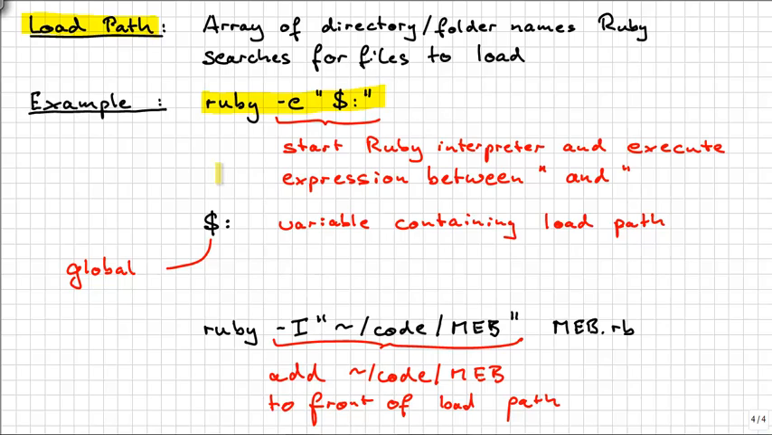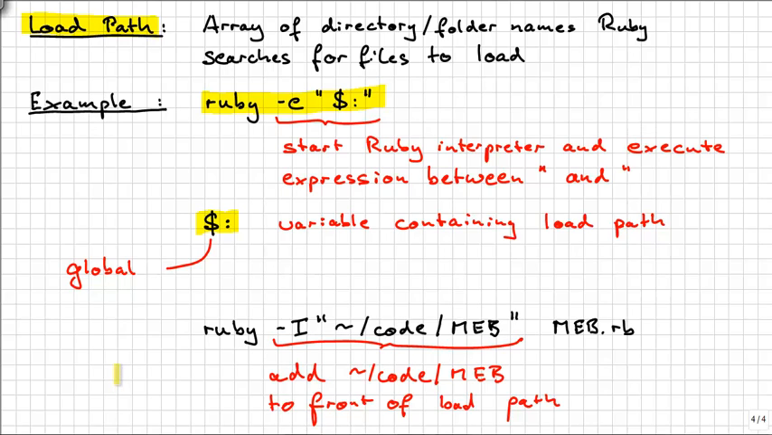You call ruby, the Ruby interpreter, and the option -e, where e stands for evaluate, causes the expression that follows between the quote symbols to be evaluated by Ruby. And then it will print out whatever the evaluation yields. So you start the Ruby interpreter with this and execute the expression between the quotes. Now, the expression we give here is $:, and this is in fact a global variable that contains the current load path. So from the command line, you can identify what your load path is.